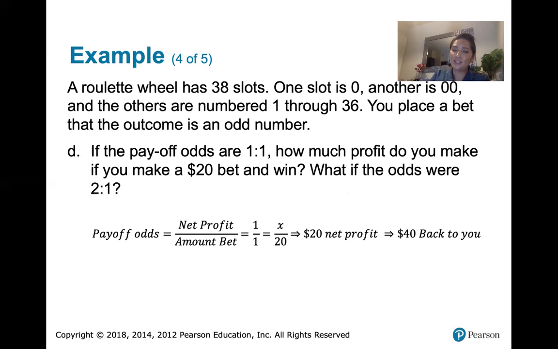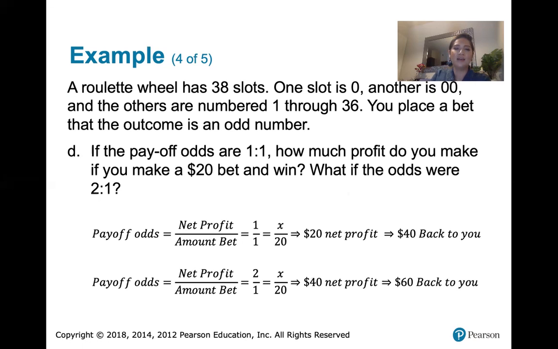So if you paid $20 to play and you won $20, they're going to give you $40 back. So you gave them 20, and then you played, and then they give you 40 if the payoff odds are 1-to-1. Now, if the payoff odds were 2-to-1, what that would mean is that this ratio of 2-to-1 is equal to the net profit divided by that amount bet, which was $20. Again, we just cross multiply. 2 times 20 is 40, and that's equal to 1 times X. So that means X, that's our net profit, is 2 times 20, which is $40.